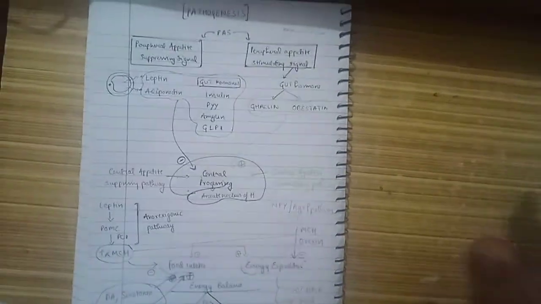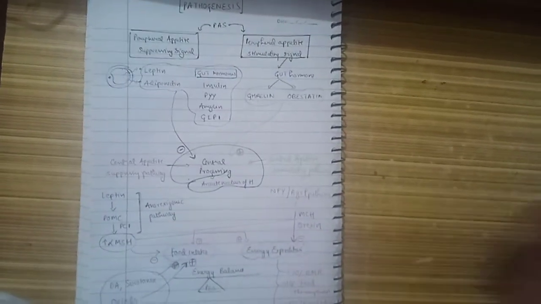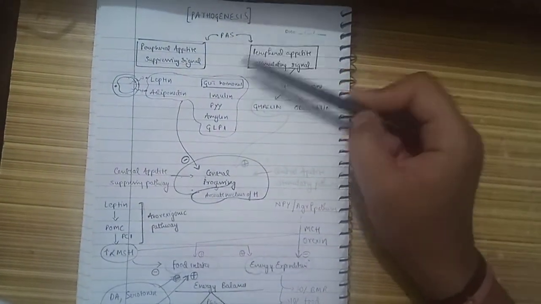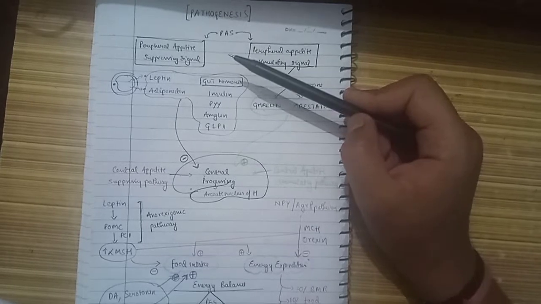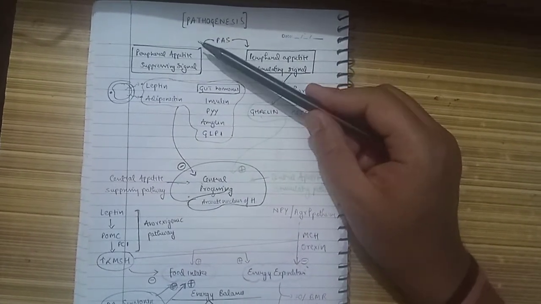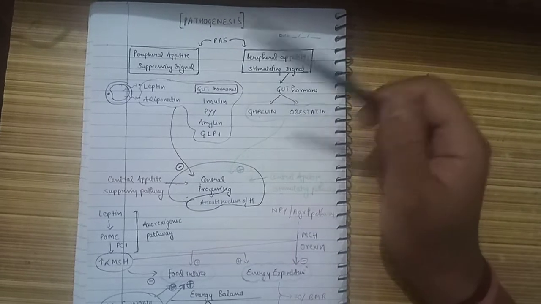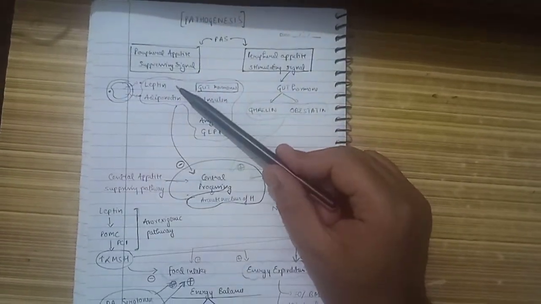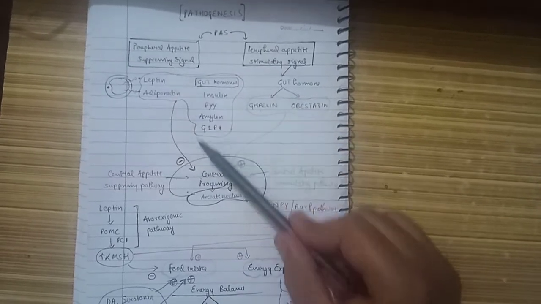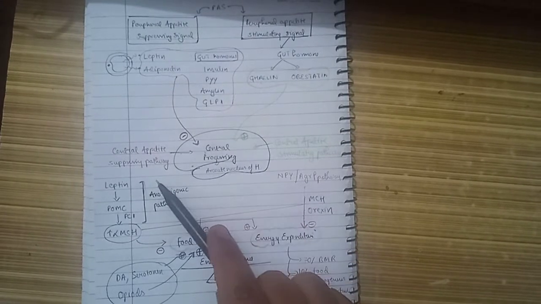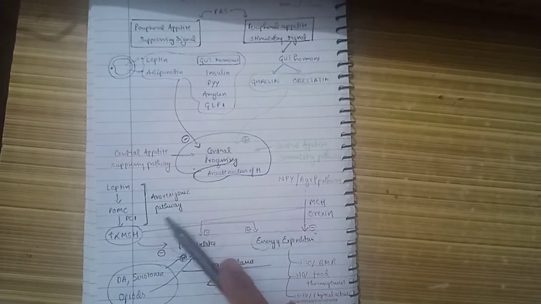Let's try to understand what actually is happening. Okay, I will try to give you example. Consider the patient eats a lot of food. Okay, so when a person eats a lot of food, the peripheral appetite suppressing signals will start to get activated. So leptin will be released. Leptin binds to the central processing pathway. Binding of leptin will activate an anorexigenic pathway.